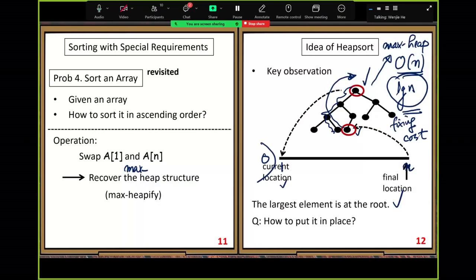Then we do the iteration, and you can see we can put all elements in place. But if you do it this way, what is your total cost? Because our goal is that the total cost must be big O or big theta of n log n. That's our goal.